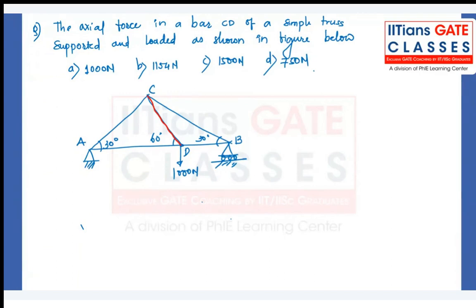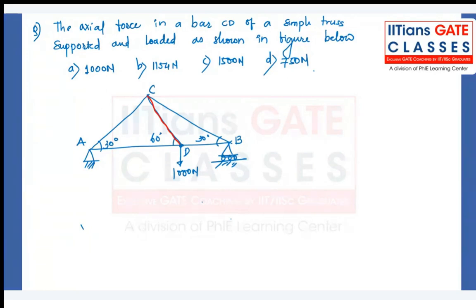What is the first step you have to do? You have to calculate the support reactions. But if you look into this problem, that is actually not needed. In bigger problems that is needed. This is very simple, because the member which they are asking us to calculate the force in is not connected to the support. The CD member is not connected to the support. So in this case, we can directly draw the free body diagram of joint D.